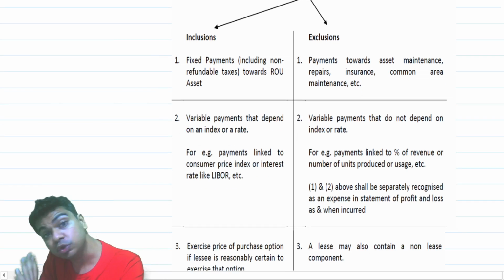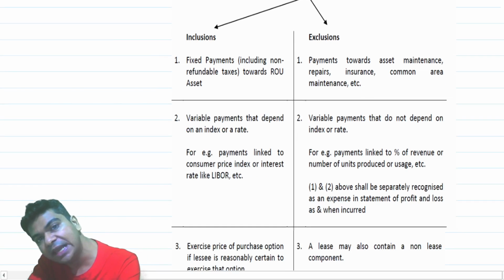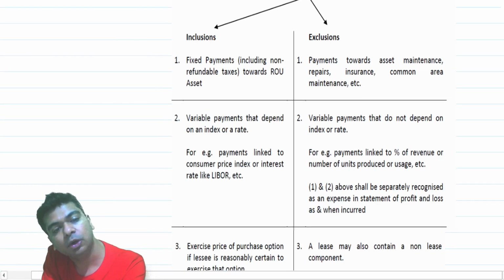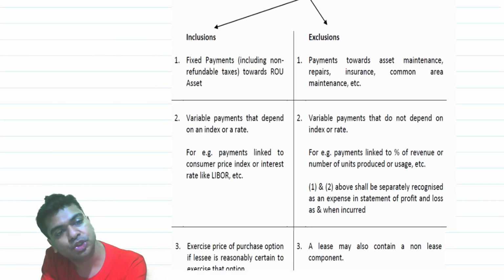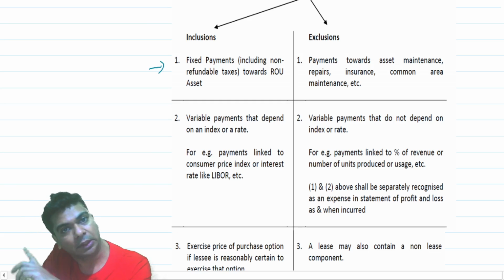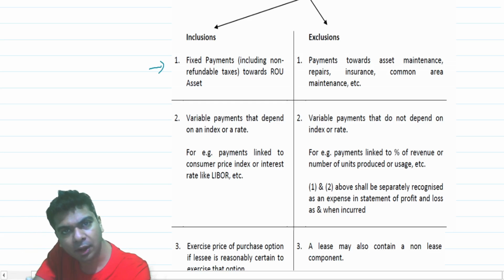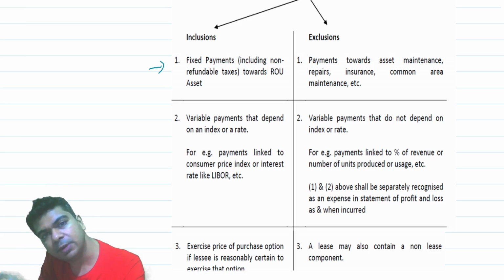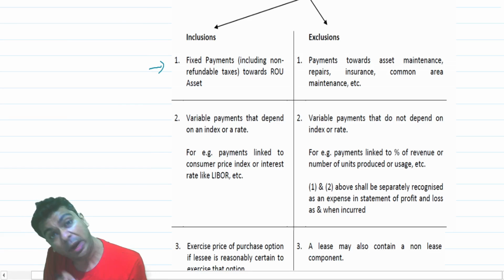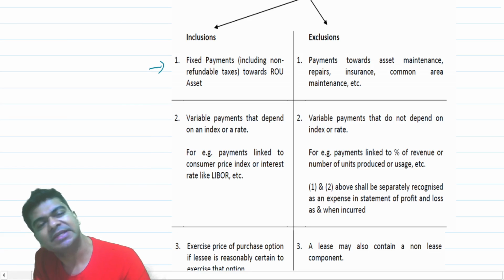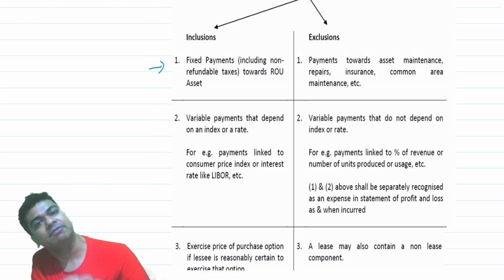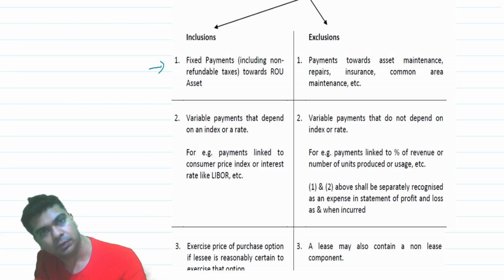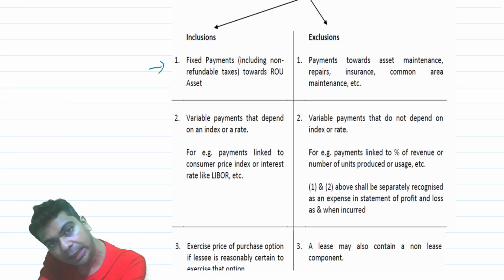What are the inclusions? Don't read the exclusions. Okay, exclusions for the lessor will be different. We are talking about the inclusions, right? Inclusions, fixed payments. I'm sure you will be able to recall now. Fixed payments including non-refundable taxes. Okay, that is something which is a lease payment. Understand what the lessee will pay. It's a very logical thing. What the lessee will pay, the lessor will receive. You may wonder why it is the same for lessee and lessor? It has to be the same for lessee and lessor. Whatever the lessee will pay, the lessor will receive.